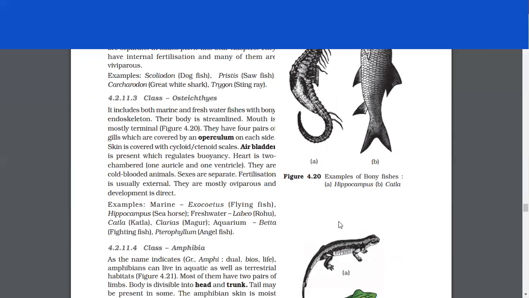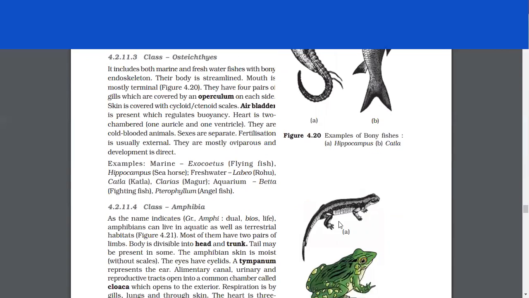Heart is two-chambered. They are cold-blooded animals. Sexes are separate. Fertilization is usually external. They are mostly oviparous and development is direct. Examples: marine: Exocoetus, Hippocampus; freshwater: Labeo, Catla, Clarias; aquarium: Betta, Pterophyllum.